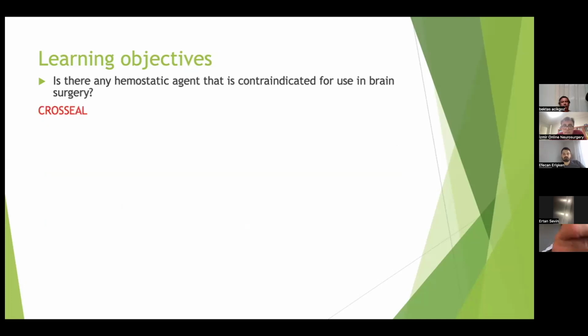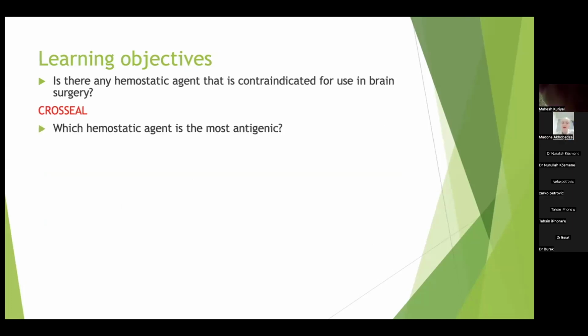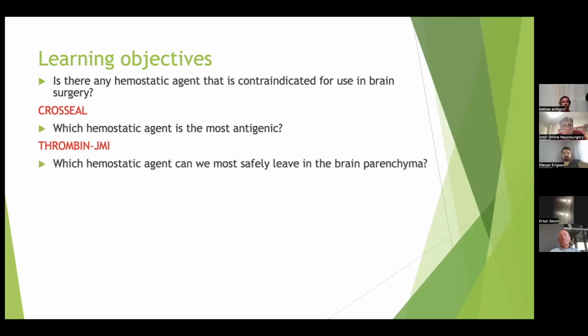Sure. This is contraindicated for neurosurgery because it contains a high concentration of tranexamic acid, which is quite neurotoxic. Now, which hemostatic agent is most antigenic? It is thrombin JMI. As I mentioned before, it is associated with the porcine product and it has a high risk of antigenicity. Which hemostatic agent can we most safely leave in the brain parenchyma? It is MPH because it is associated with less reaction and it is quite easily absorbable.